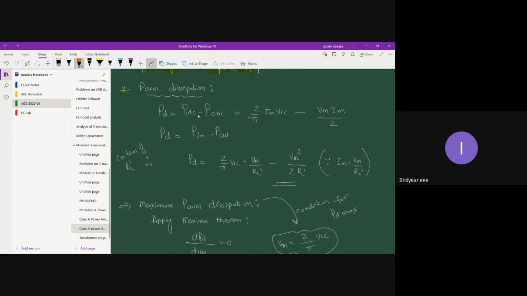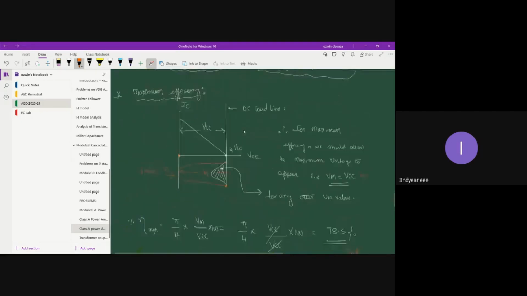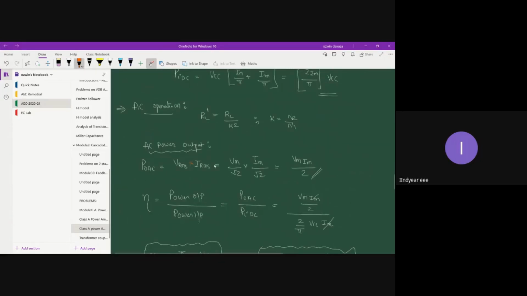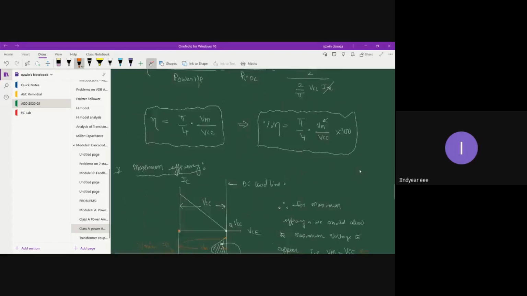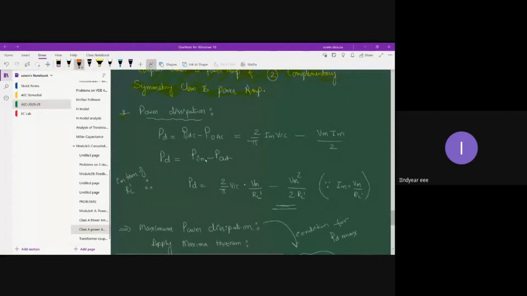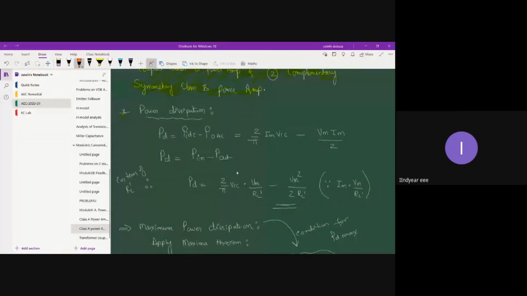So PIDC I know 2 by pi IM into VCC. And P naught AC I know VMIM divided by 2. Okay, all expressions being given previously. Okay, see PIDC 2 IM by pi into VCC. Okay, and P naught AC IM VM divided by 2. Everything is given. Okay, I have to just substitute. So therefore, PD is equal to input minus output, or PD is equal to, let me start subtracting. Okay, so 2 by pi into VCC.